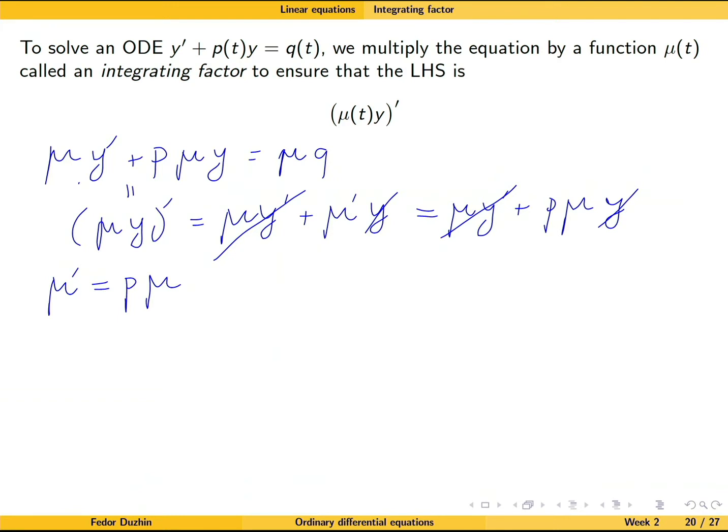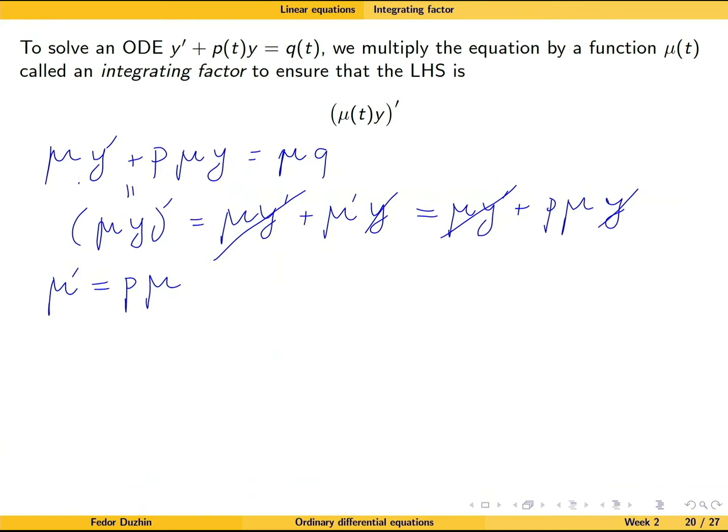So if we find this function mu satisfying the condition that mu prime equals p mu, and if we multiply our original differential equation, the left hand side and the right hand side, by mu of t, then we are going to transform it to the form where the left hand side is the derivative of the product of mu and y.